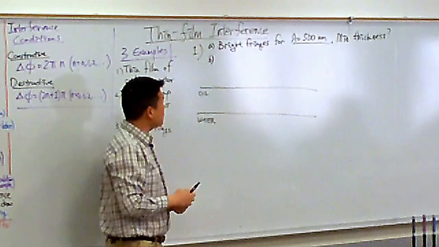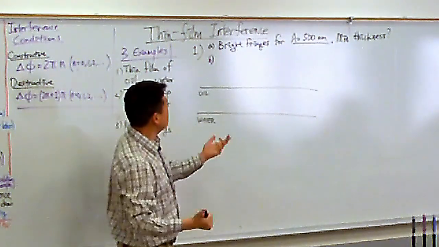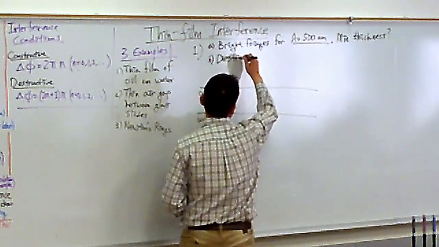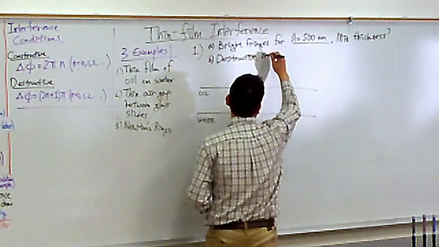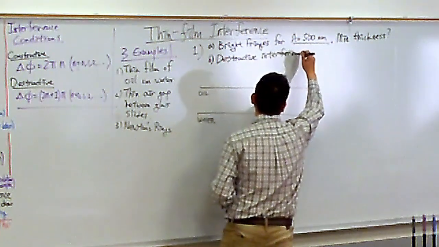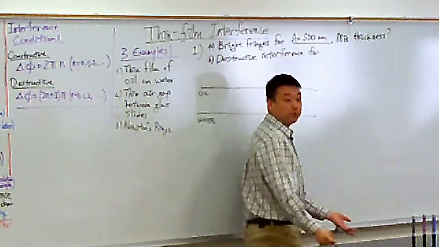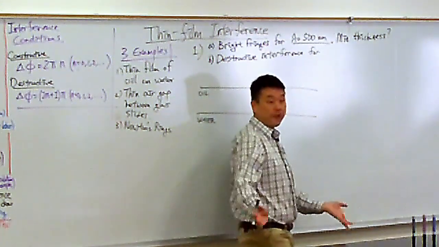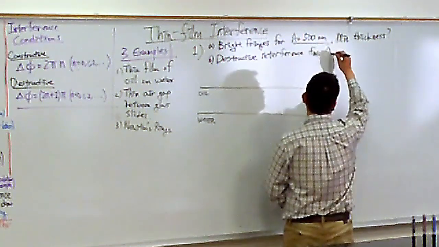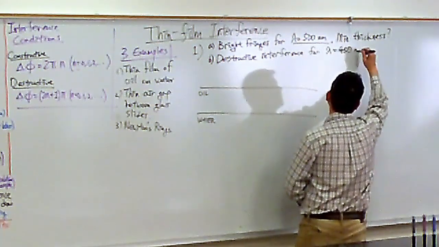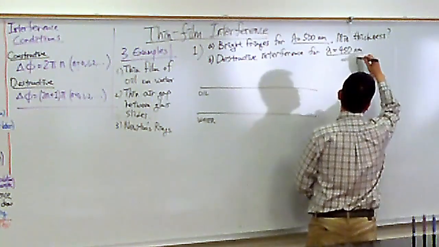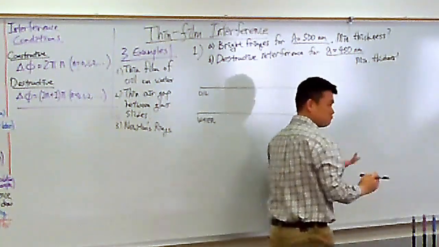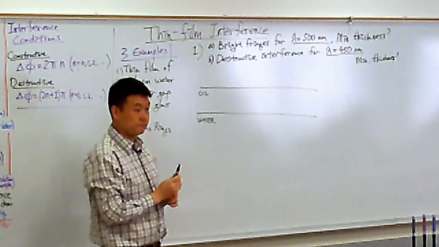And part B could be, let's say, you see destructive interference for blue wavelength. So maybe as you're looking at it, you see reddish color, so you assume blue wavelengths are getting canceled out. So wavelength of about 450 nanometers. Same question, what is the minimum thickness? Question seems clear enough, right? It's well defined.